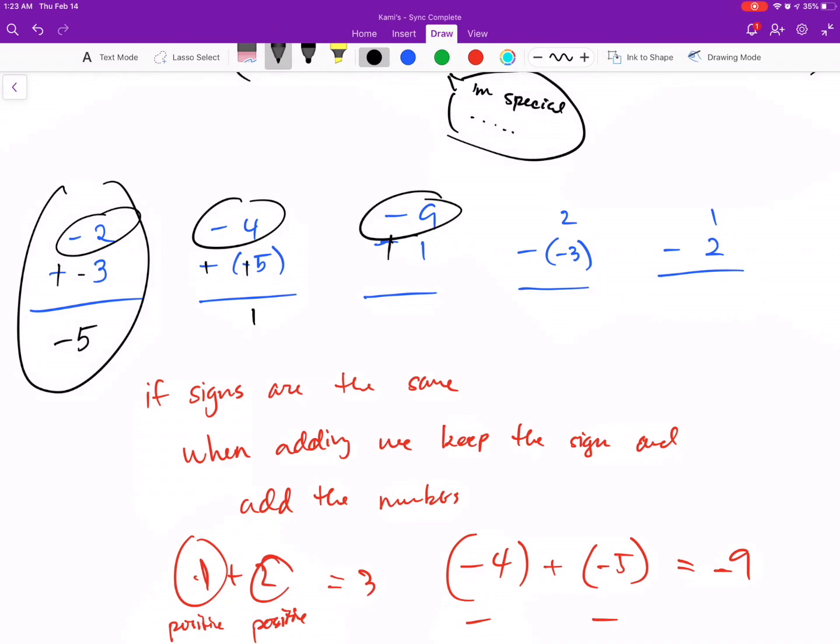Negative 9 minus 1. Keep, change, flip. So now we have adding two same signs. So 1 plus 9 is 10. Keep the sign. Negative 10. 2 minus negative 3. So keep, change, flip. 2 plus 3 is 5. 1 minus 2. Keep, change, flip. Still 1 minus 2. 1 plus negative 2. That's just going to be negative 1.